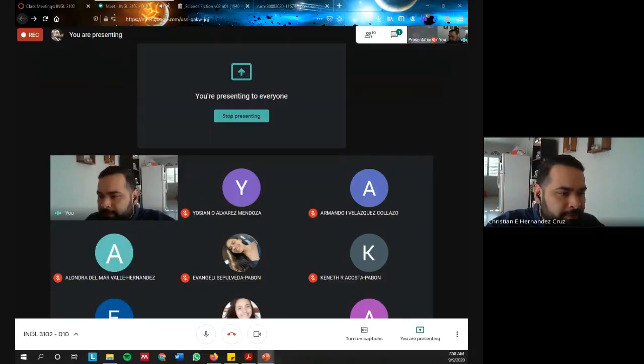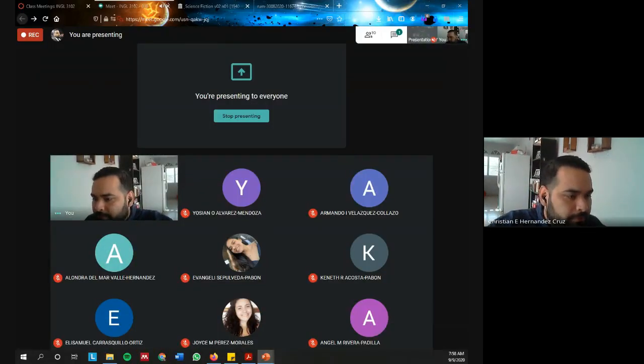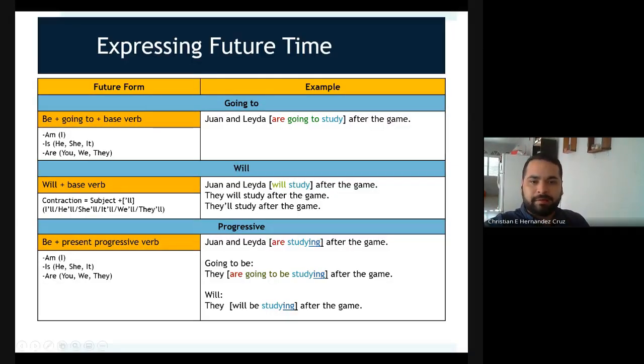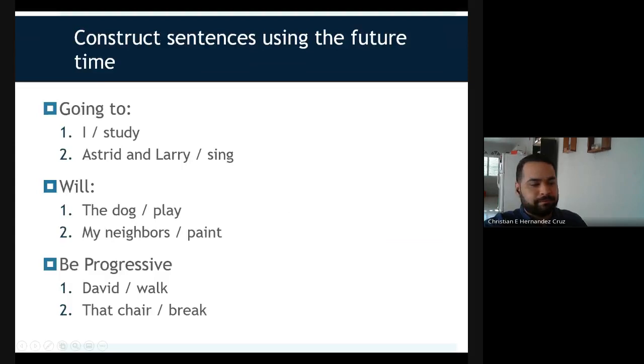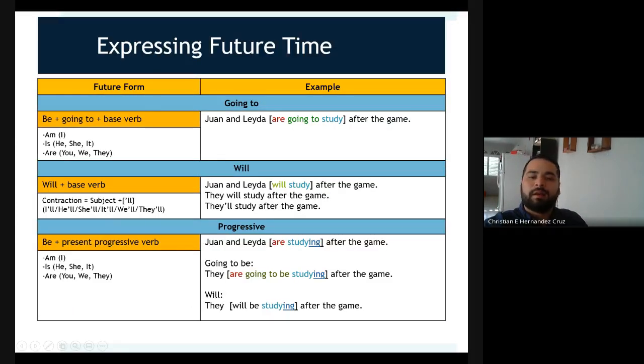And I forgot one thing. Sorry, guys. Okay, so I added be here. So it's going to be. Because I don't want you to be confused with the regular simple going to. When it's progressive, you're always going to add going to be. We're going to see that in just a moment. And of course, will. They will be studying after the game. We have be, which is, of course, a be verb, and we have will.